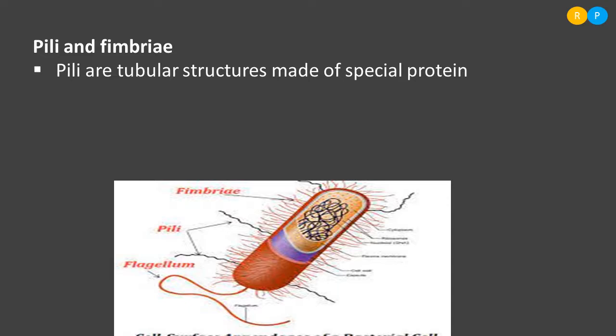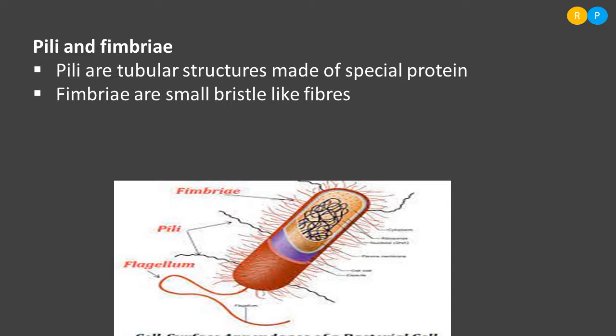These villi do not play a role in movement. Instead, villi help in attachment. During reproduction, the sexual type of reproduction, they help in connecting one bacterial cell with another bacterial cell. And fimbriae are small bristle-like structures. These bristle-like fibers are also made of protein.